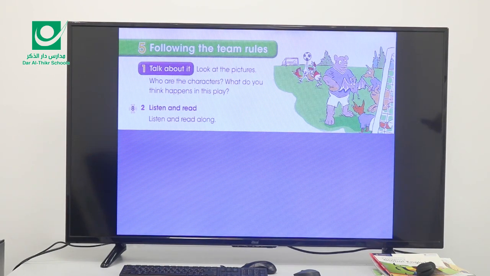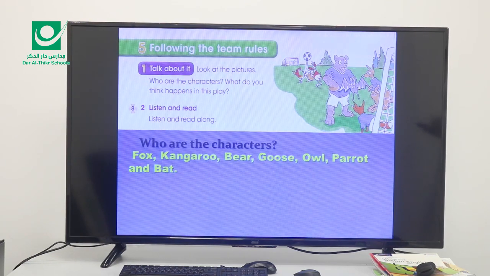Look at this picture. Who are the characters? And what do you think happens in this play? The characters, it means people in the story or in the play. So look at this picture and tell me. Yes? Okay, after you decide who are the characters, we say they are animals. Of course, you know sometimes we use animals as characters. Yes, the characters are fox, kangaroo, bear, goose, owl, parrot, and bat.